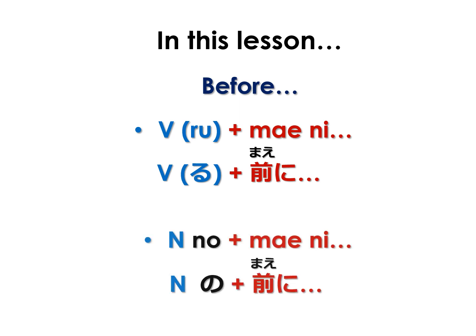To introduce a noun, such as when you say before class or before the party, the formula is to say the noun plus the particle no and then mae ni. The reason for this is that mae, which means front, is a noun, and the particle ni after it denotes specific time. Let's start with the verbs.